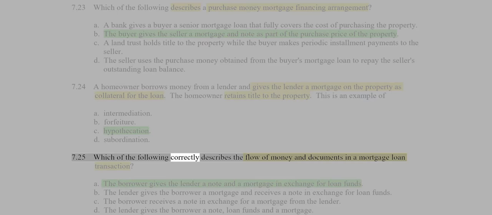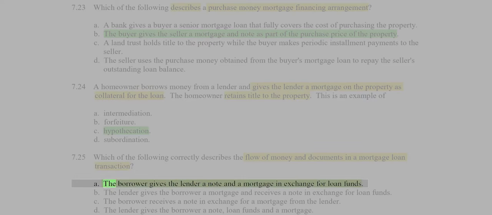7.25 Which of the following correctly describes the flow of money and documents in a mortgage loan transaction? A. The borrower gives the lender a note and a mortgage in exchange for loan funds. B. The lender gives the borrower a mortgage and receives a note in exchange for loan funds. C. The borrower receives a note in exchange for a mortgage from the lender. D. The lender gives the borrower a note, loan funds, and a mortgage.